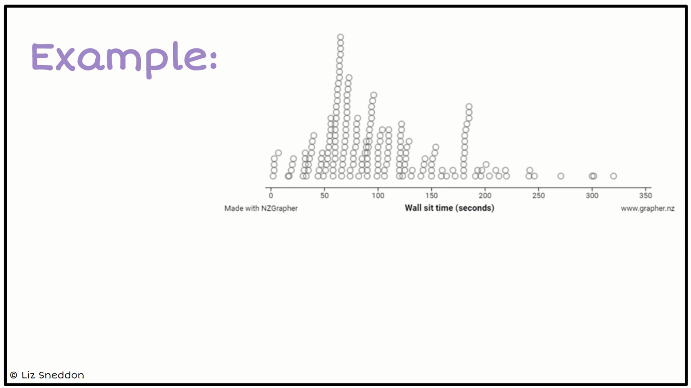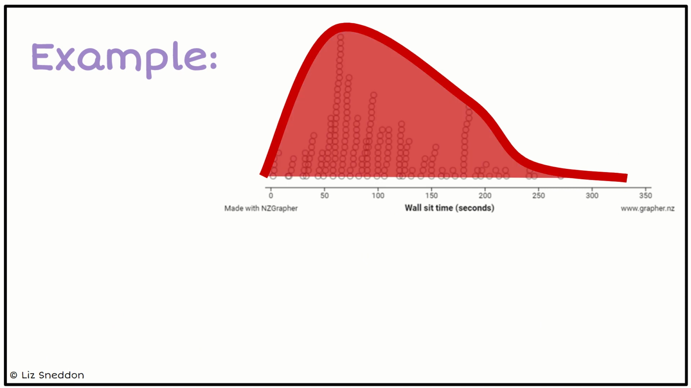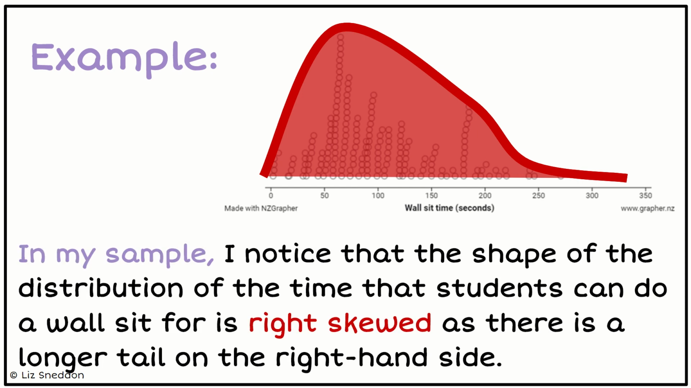Let's have a look at this one. This is now looking at the wall sit time. So again, just that general shape over the top, and thinking about, well, what shape would that be? Well, I notice the tail is kind of longer on the left-hand side. Sorry, on the right-hand side now. So this one's going to be a right skewed shape. So I can say in my sample, I notice that the shape of the distribution of the time that students can do a wall sit for is right skewed, as there is a longer tail on the right hand side.